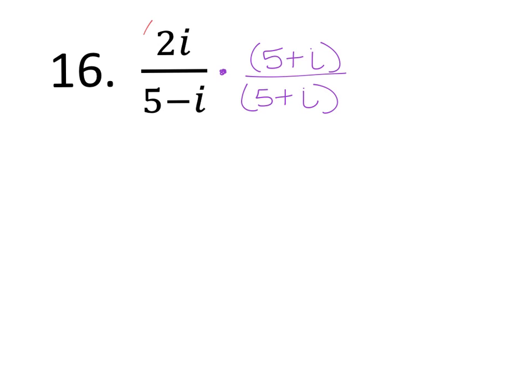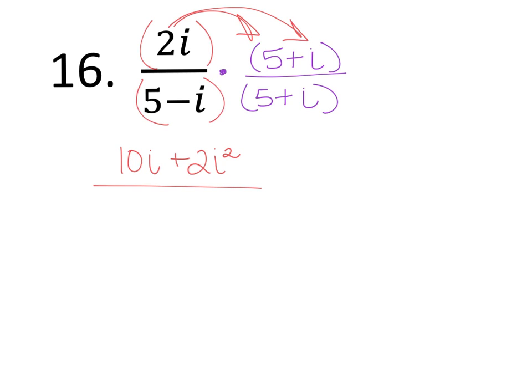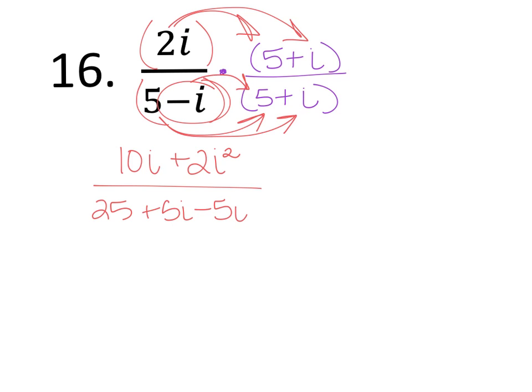All right, if I do my first part, I have 2i times 5. That's going to give me 10i, and then 2i times another i gives me 2i squared. That's going to be my top. Then I'm going to have to FOIL out my bottom. So 5 times 5 is 25, and then 5 times i is 5i. Then I'm going to have a negative i. Remember, that negative is attached. So a negative i times a 5 is a negative 5i, and then negative i times a positive i is a negative i squared. So that's my bottom, my denominator.